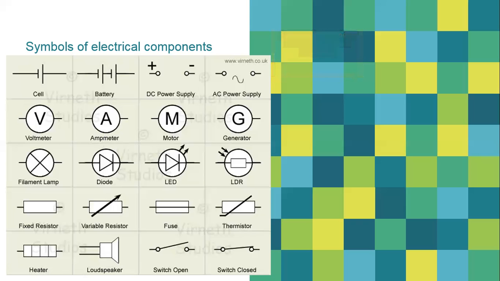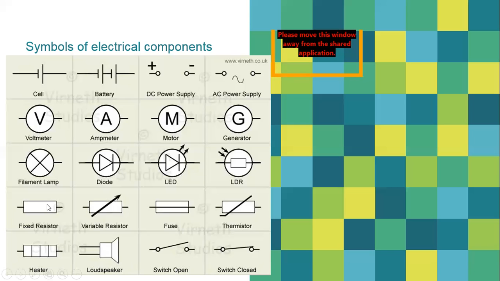M is used for motor, G is used for generator, and then this symbol is for filament lamp, bulb, normal bulb. This is the symbol of the diode, LEDs, LDR, fixed resistor, variable resistor, fuse, thermistor, heater, loudspeaker, switch open. Switch open means switch is off, circuit is broken. Switch closed means switch is on. Electrons or charges are flowing.